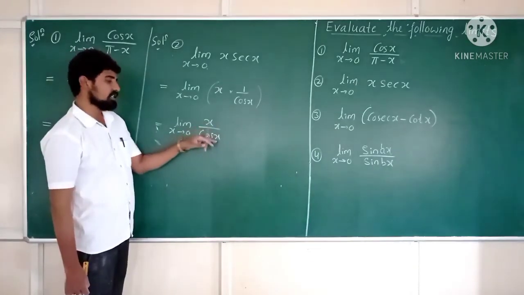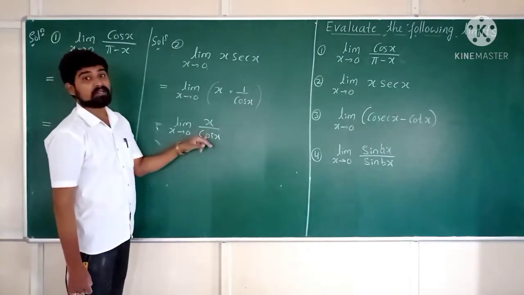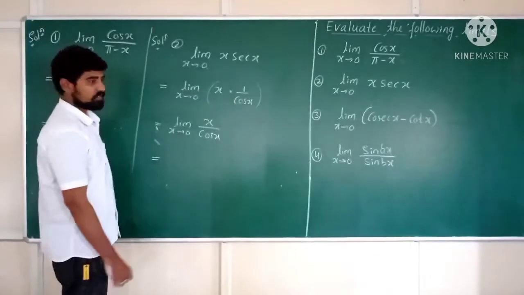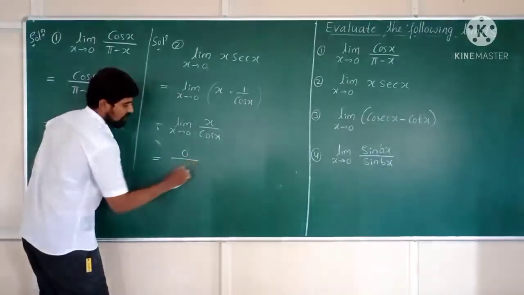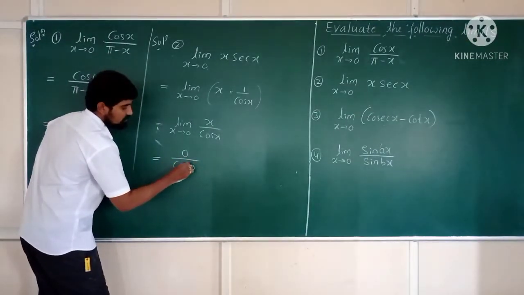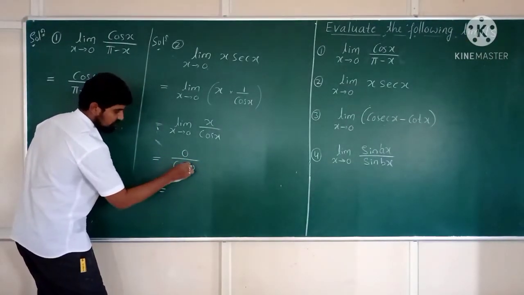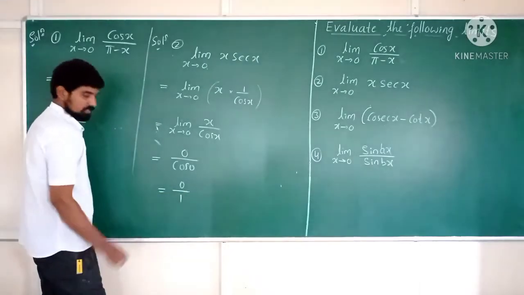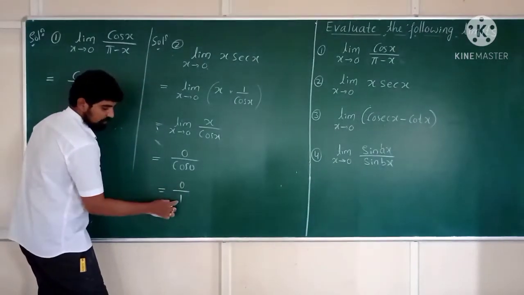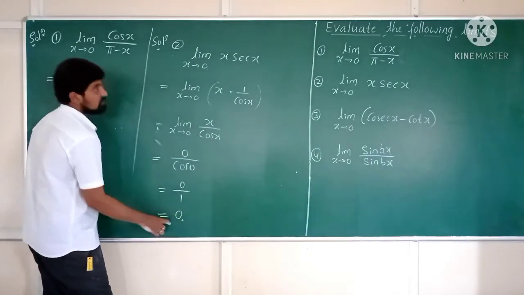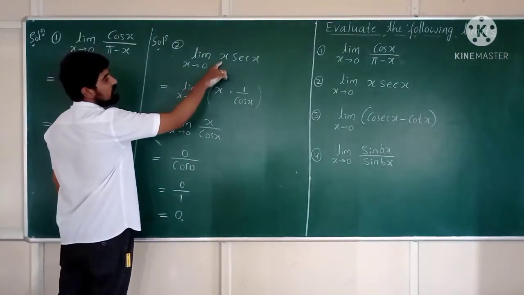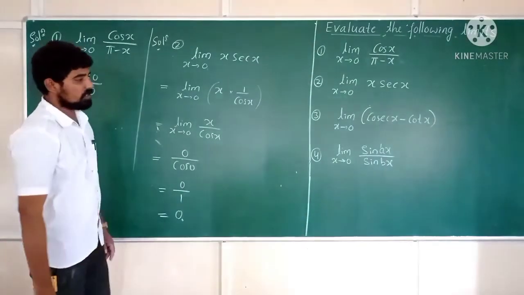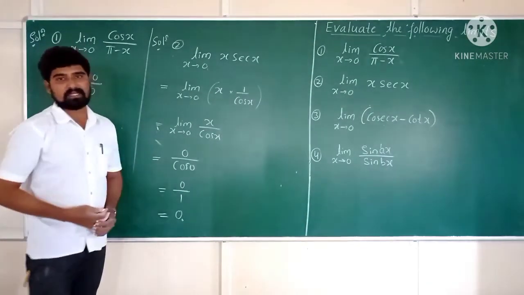It means this function is not in 0 by 0 or infinite by infinite form. Then directly we can substitute x equals 0 here. So 0 divided by cos 0, which is equal to 0 divided by 1, which is equal to 0, since 0 by anything is 0, and hence 0 is the limit value of this given function at x equals 0. I hope all of you understood. If possible, take a note.